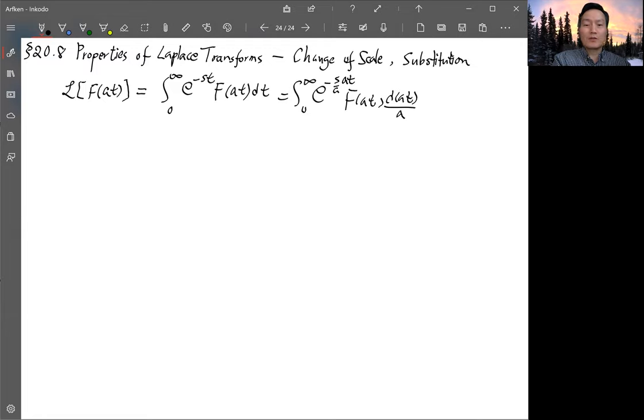So the integration is still the same as the Laplace transform, except that s needs to change to s divided by a. So this is 1 over a times the Laplace transform, where little f is the original Laplace transform, but now it's F as a function of s divided by a. Okay, that's the first property. This is 20.156.